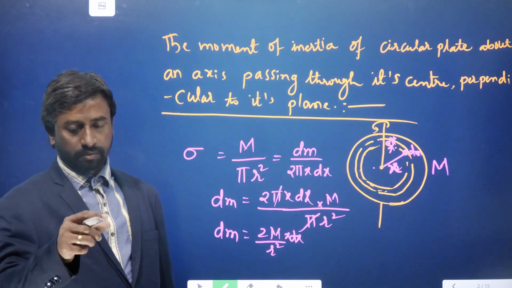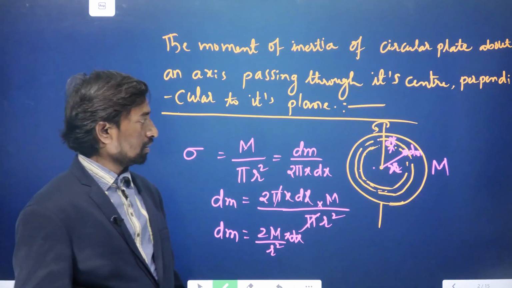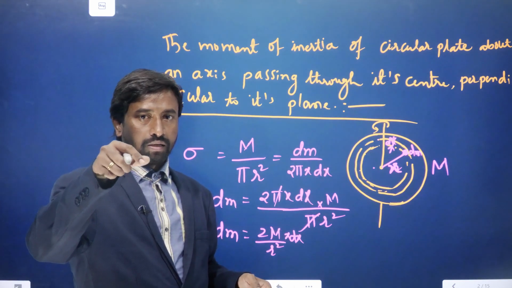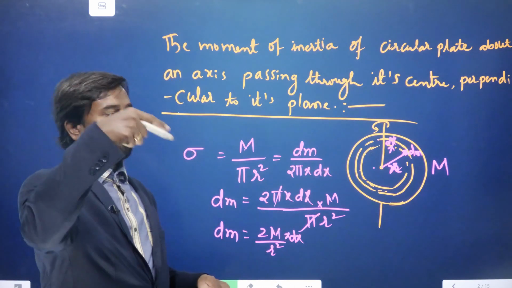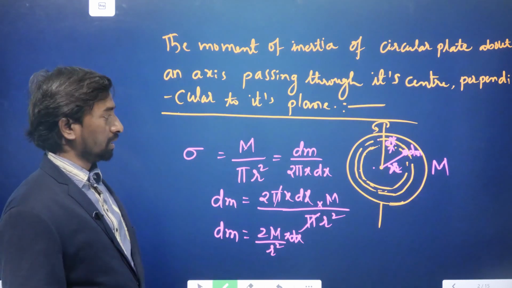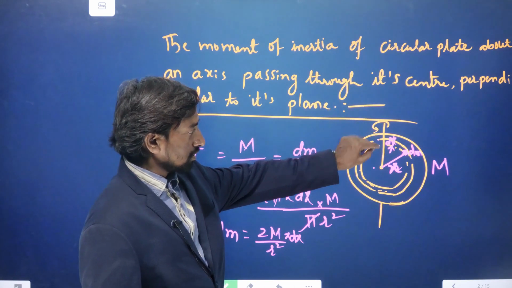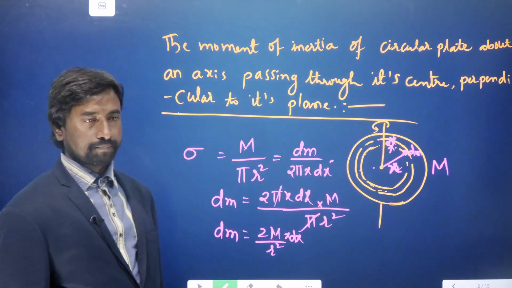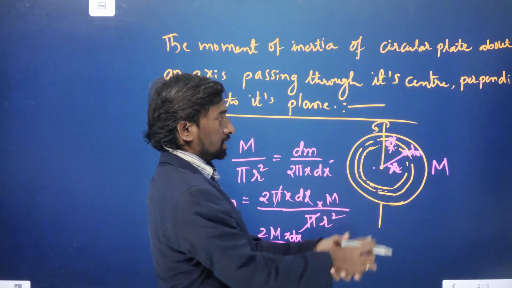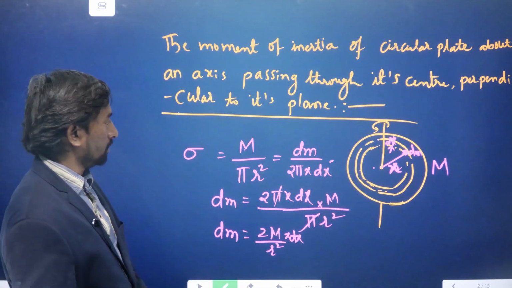On the circumference of the circular plate, we have taken a small distance dx. A small amount of mass is considered there, around the axis of rotation in the circular plate. That small mass dm has a width dx, and it is at a distance x from the axis of rotation.